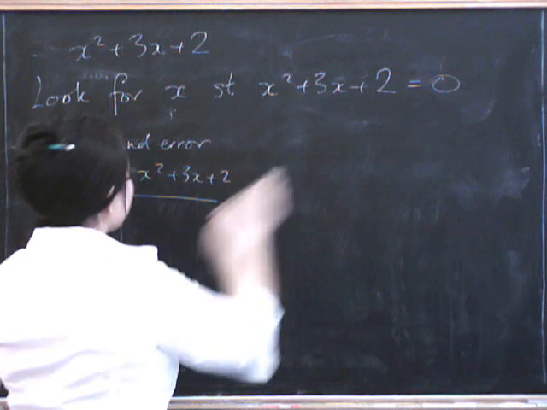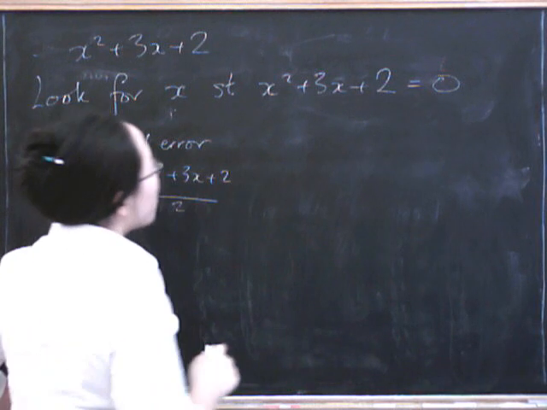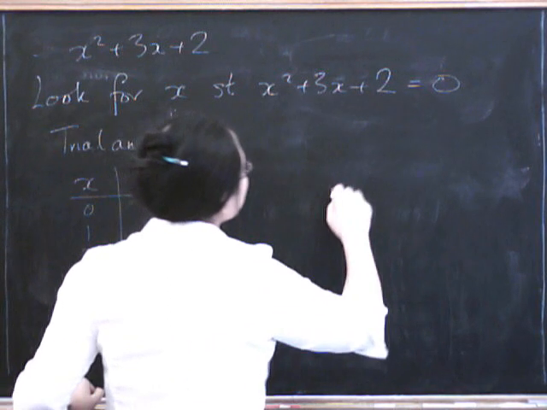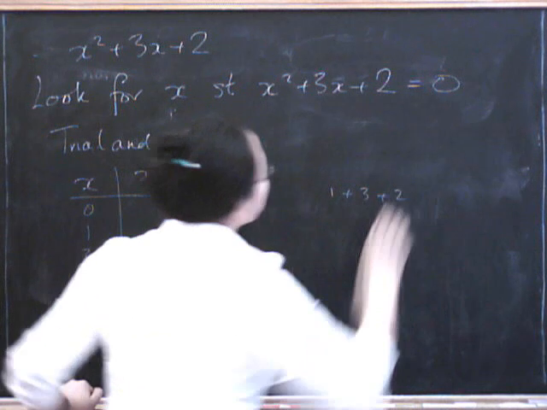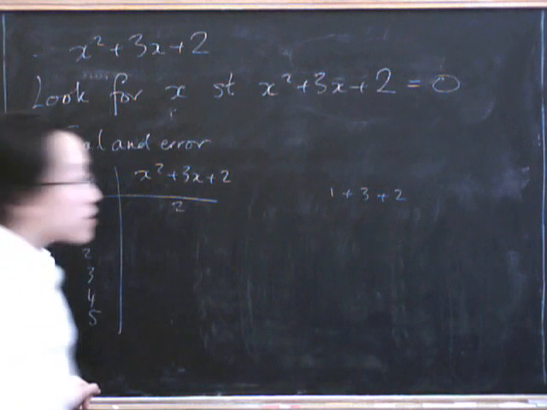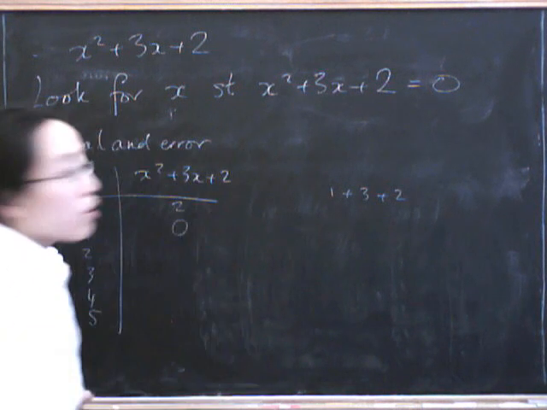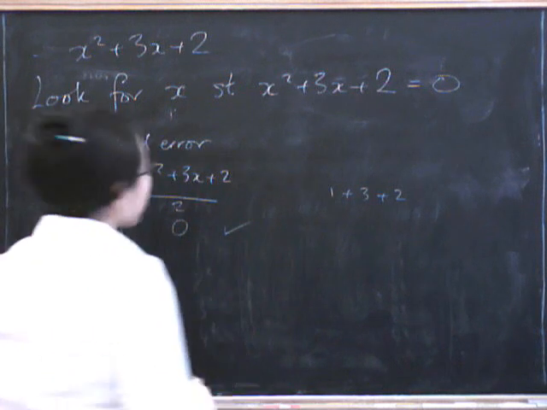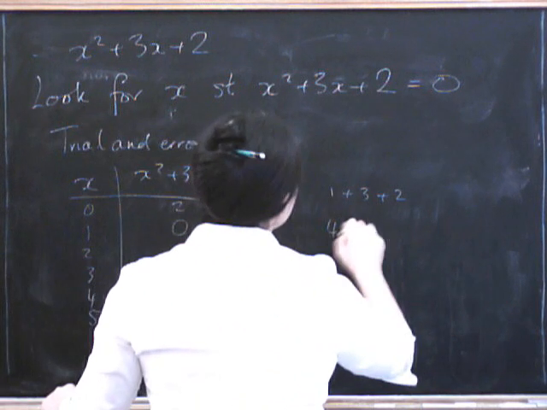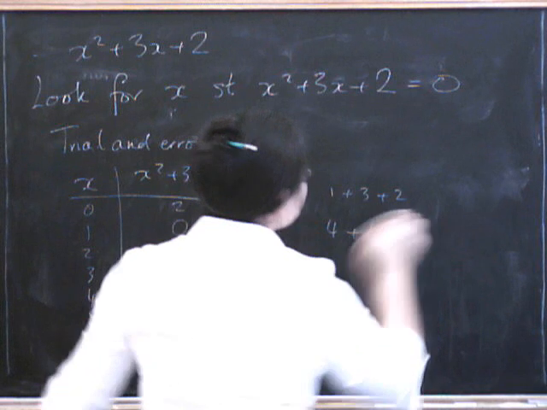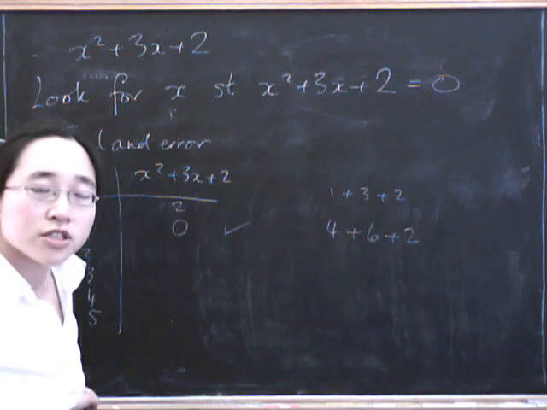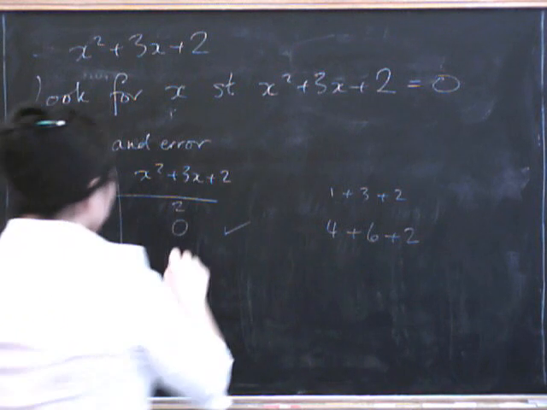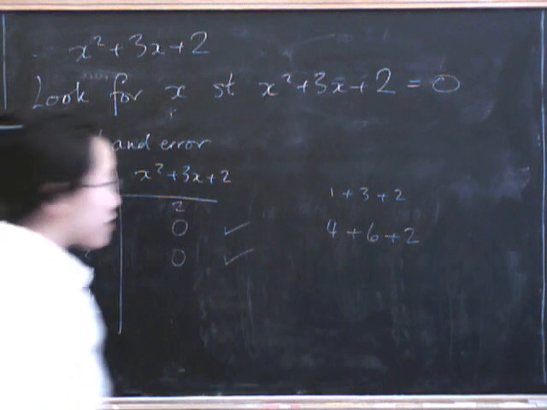Well, for 0, it's easy, we just get 2. For 1, we get 1 plus 3 plus 2, which is 6. 6 is congruent to 0 mod 6. Oh, look, 1 is a solution. What do we get for 2? We get 4 plus 6 plus 2, which is 12. 12 is congruent to 0 mod 6, so that's another 0. So this is a solution.